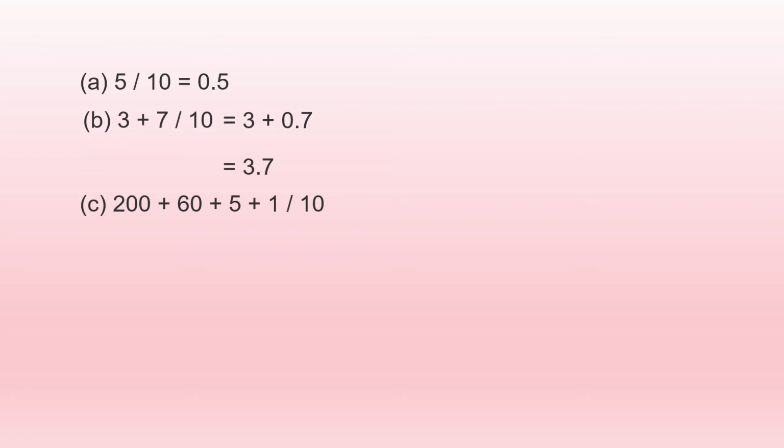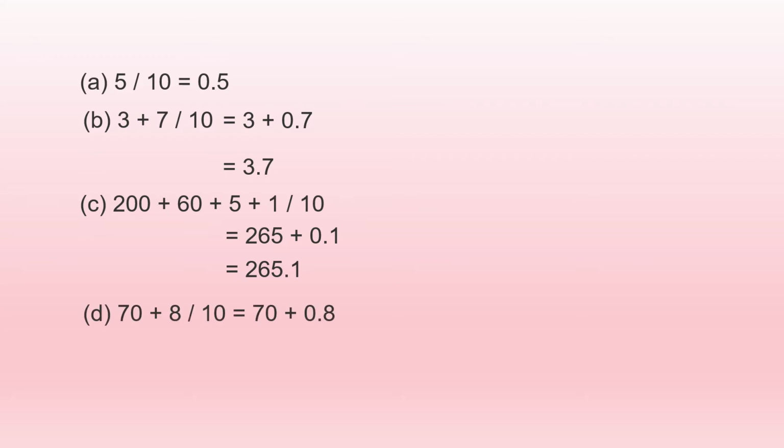200 plus 60 plus 5 plus 1 by 10. So 265. 1 by 10 means 0.1. That is equal to 265 plus 0.1 equal to 265.1. So here 70 plus 8 by 10, we know that 8 by 10 is 0.8. So 70.8.